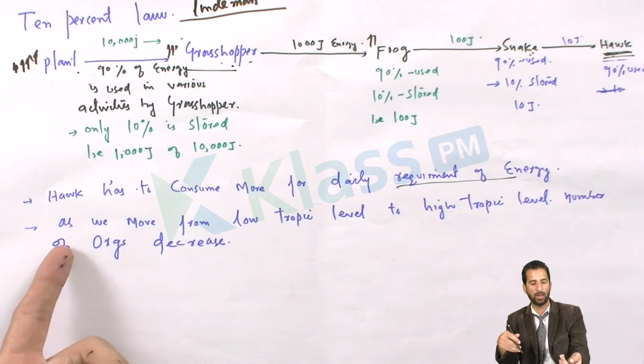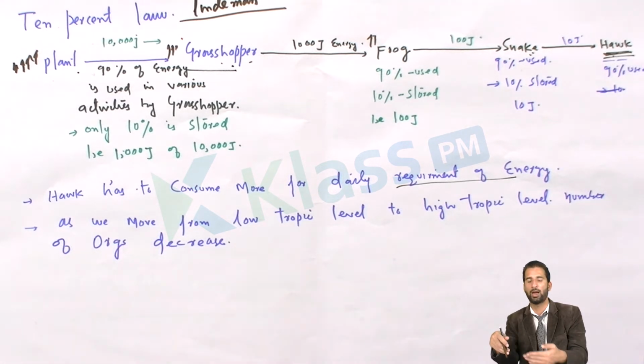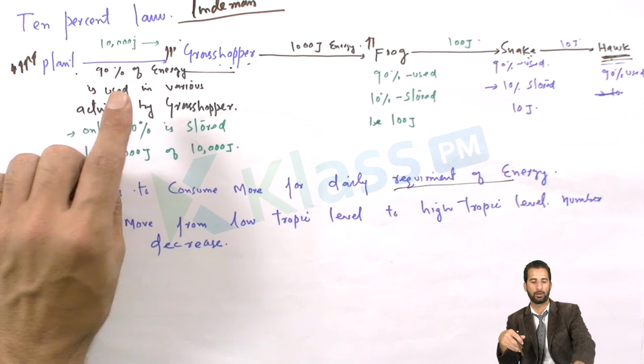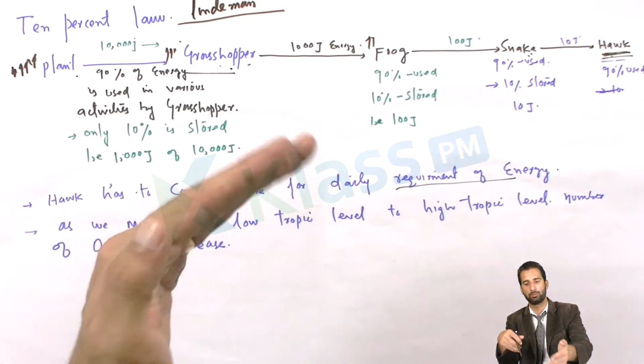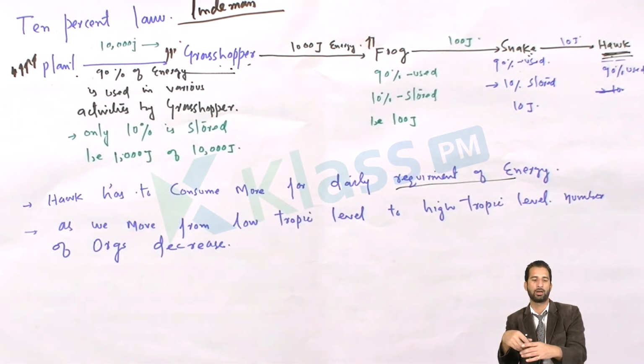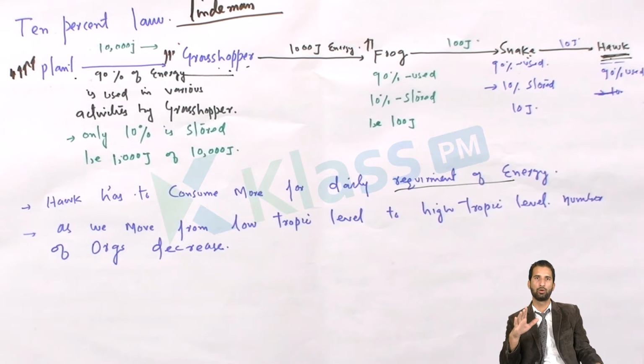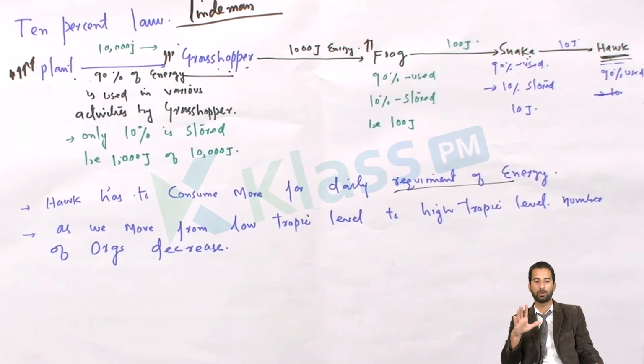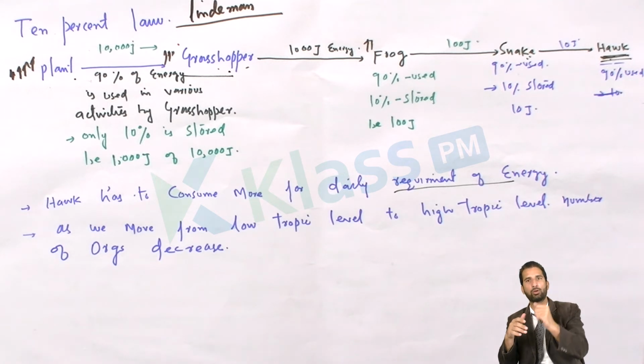So the next important point: as we move from a low trophic level to a high trophic level, the number of organisms decreases. That's what I was talking about. The number of organisms decreases as we move from one trophic level to a higher trophic level. So this is about the 10% law given by Lindemann. Let me give you a quick overview of the 10% law given by Lindemann.